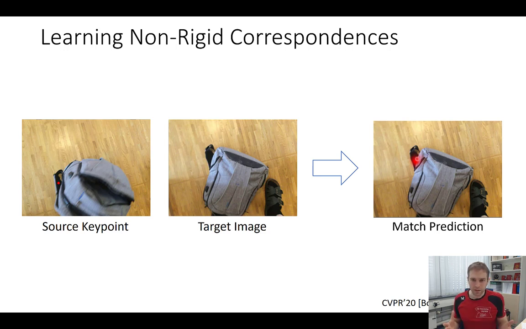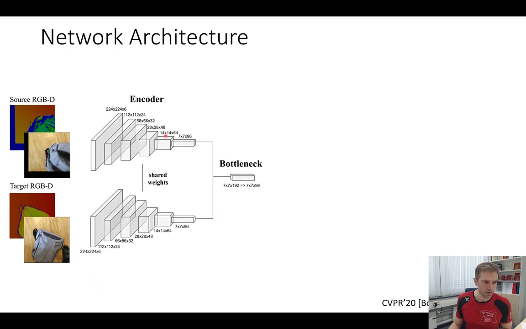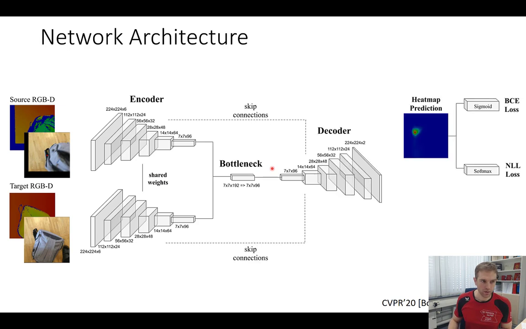The network architecture is actually relatively easy to set up. What you can do is you have a source RGBD frame and a target RGBD frame. We simply have a shared encoder for both of these RGBD frames, a bottleneck layer, and a decoder. And what we want to do is, you see this little tiny red point here. For this little tiny red point, you want to predict where this point is in the respective target. This is our problem statement for the correspondence finding for non-rigid problems.